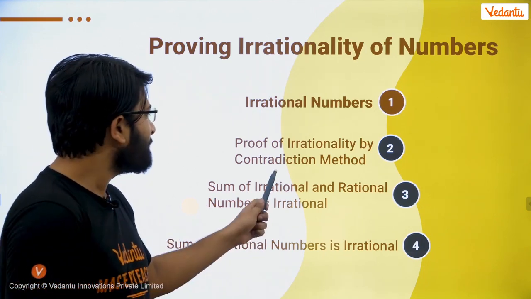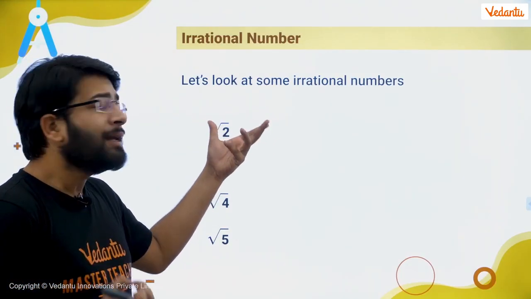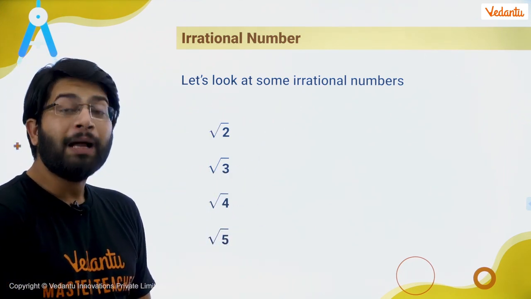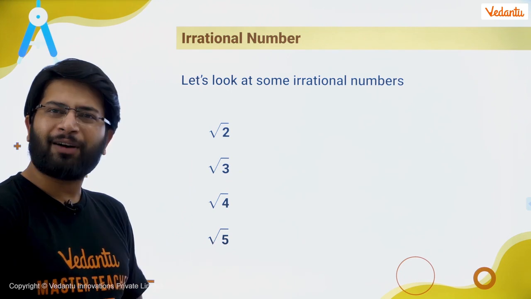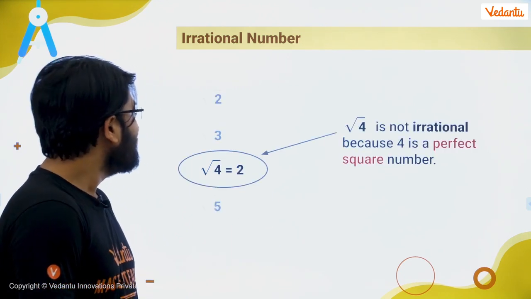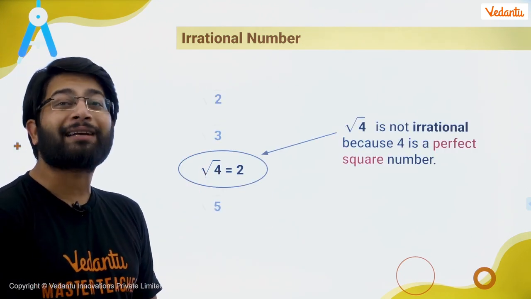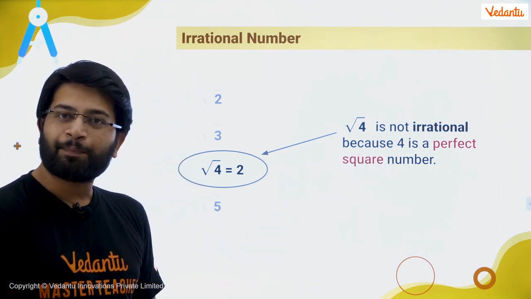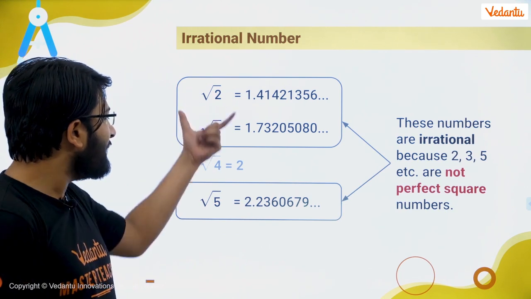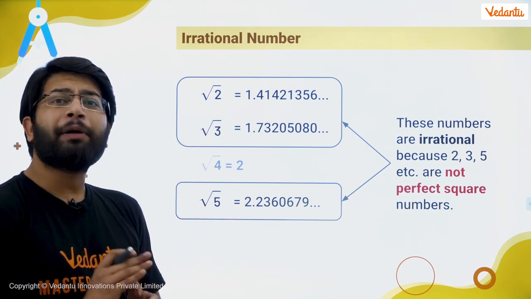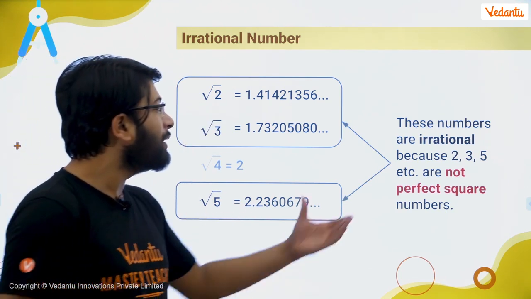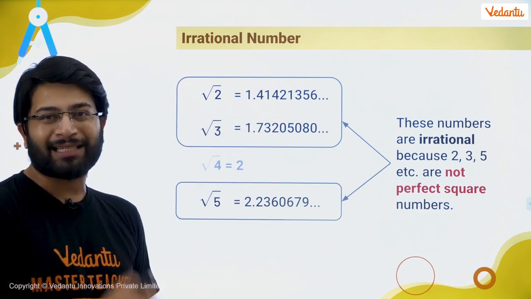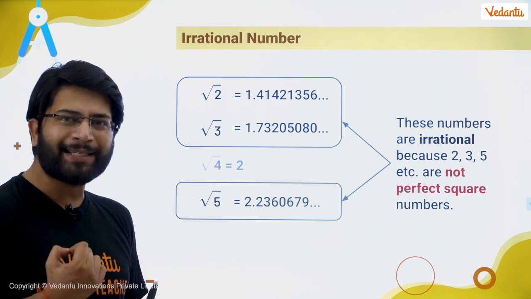So let's start, champ. First of all, what are irrational numbers? I have a few examples over here. But are all of these examples irrational numbers? No, right? The number under root 4 is not an irrational number. Why so? Because the number 4 is a perfect square. Whereas these three numbers are irrational. Why? Because the number inside the under root is not a perfect square. That is why these are irrational numbers. I hope it is clear, very basic, right champ?